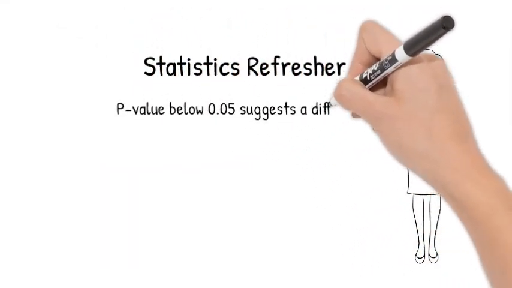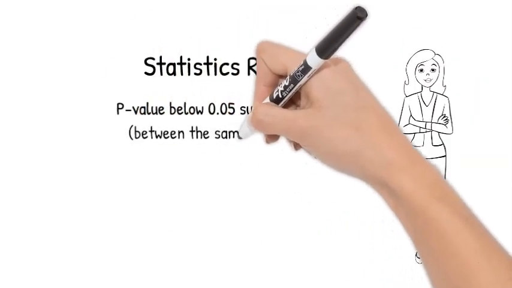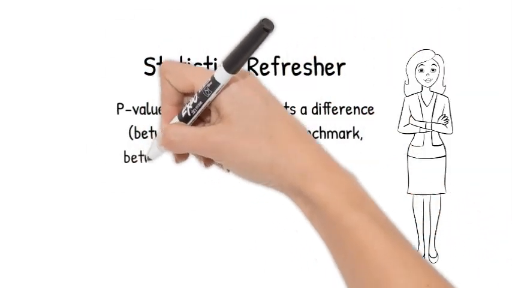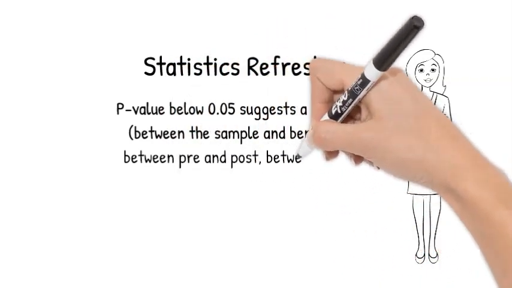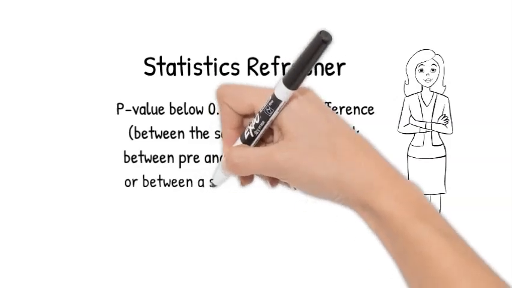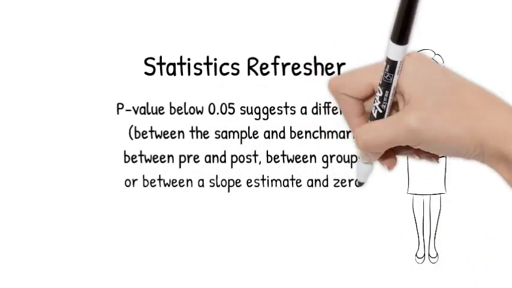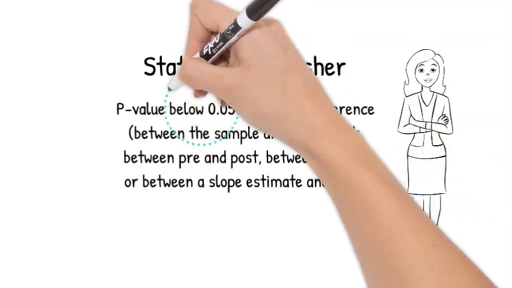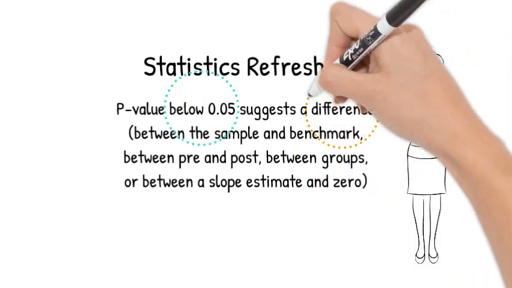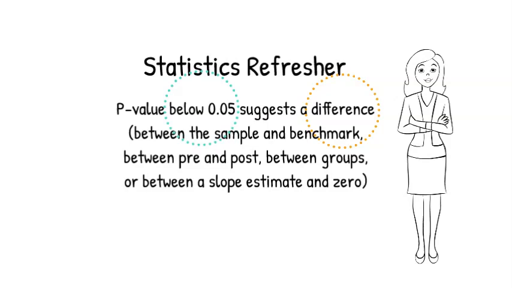A little statistics refresher may be helpful. All the types of analysis we just discussed will produce a statistic called a p-value. The p-value is not the most important statistic that will come out of each of those tests, but each one will produce a p-value. And it's important to remember that a p-value below 0.05 suggests that there's some sort of difference in your analysis. Which difference we're talking about will depend on the specifics of your project or analysis. Those differences might be between the sample and your benchmark, between the pre-test and the post-test, between groups, or between a slope estimate in a regression and zero.